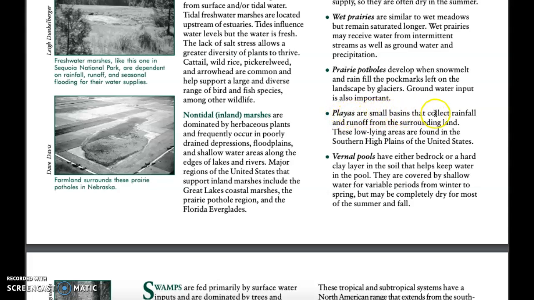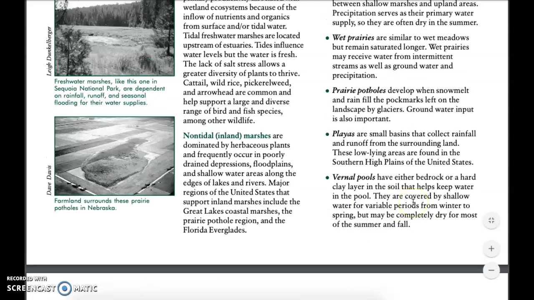Playas are small basins that can collect rainfall and runoff from the surrounding land. These low-lying areas are found in the southern high plains of the United States. Vernal pools have either bedrock or a hard clay layer in the soil that helps keep water in the pool. They are covered by shallow water for variable periods from winter to spring, but may be completely dry for most of the summer and fall.